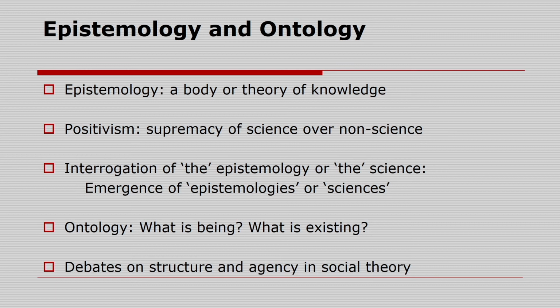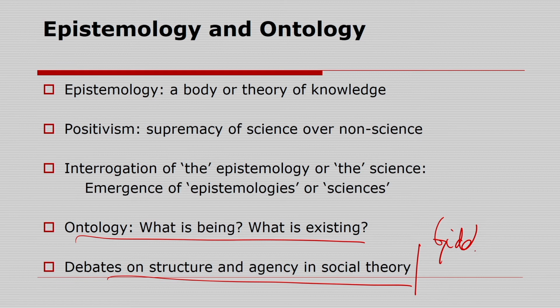Okay. And if I have to look at debates on structure and agency in social theory, so far as ontological questions are concerned, this is very important. It has been touched upon mostly by Anthony Giddens. He was the director of the London School of Economics and Political Science earlier. He is rated one of the most influential social scientists in the world today, and critical realists like Roy Bhaskar and so on.